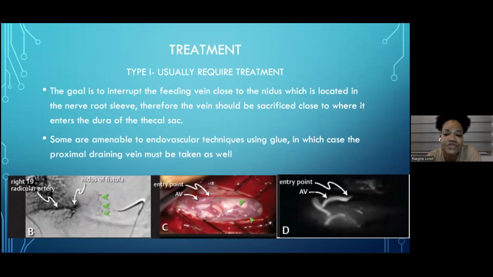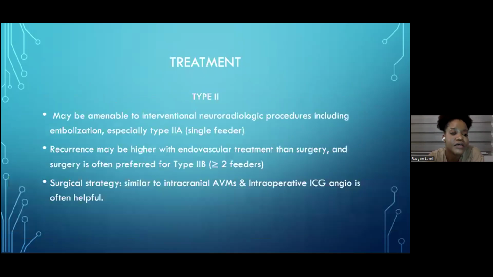Localization of the nidus at surgery is facilitated by placing a coil in the feeding artery at the time of angiography, which is then easily located on fluoroscopy at the time of surgery. Once identified, the vein is coagulated and divided. Some dural AVFs have extradural venous feeders as well. Conventional intraoperative angiography and indocyanine green angiography assist in confirming the elimination of the dural AVF. And this is important because if a dural fistula is not completely eliminated, it will come back.